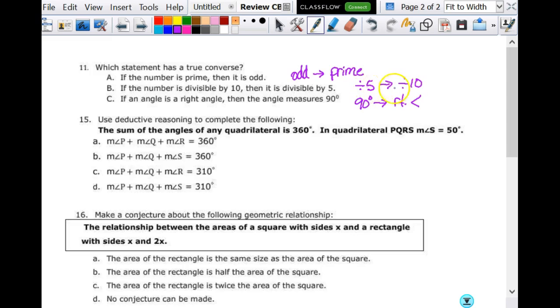That's divisible by 5, not divisible by 10, so that is not a true statement. If an angle is a right angle, then the angle measures 90 degrees. So if it's 90 degrees, then it is a right angle. I think that one looks good. So let's go back to A.